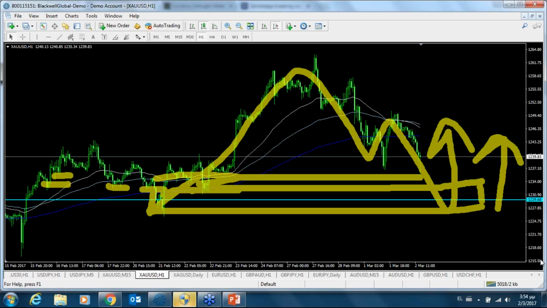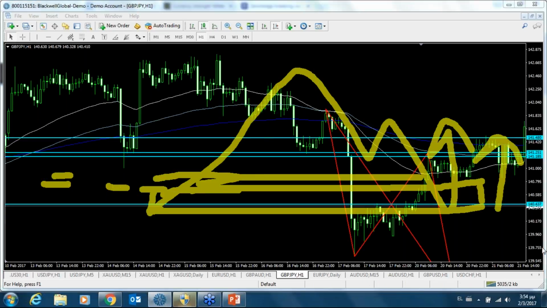Okay, let's see, we've got some questions. Okay, no problem, Marius. Okay, let's look into GBP JPY, for Sashi and the rest of you guys. So let's look at what's going on with GBP JPY.